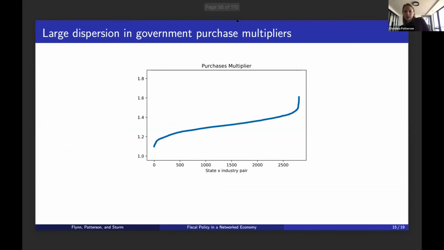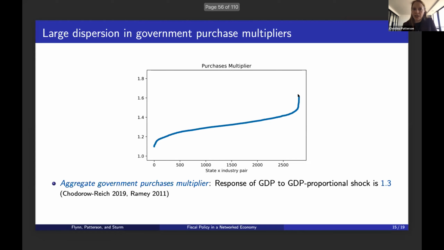So our first result is that we're going to find a lot of dispersion in government purchase multipliers, depending on where the government is targeting their purchase. So on the y-axis here, I have the multiplier you get from spending $1 in any of the state by industry pairs. And you can see here they range from about 1.1 up to around 1.6. We also calculate an aggregate multiplier for government purchases. We find that to be around 1.3. And we define this as the multiplier that would exist if the government purchased a GDP proportional basket of goods.